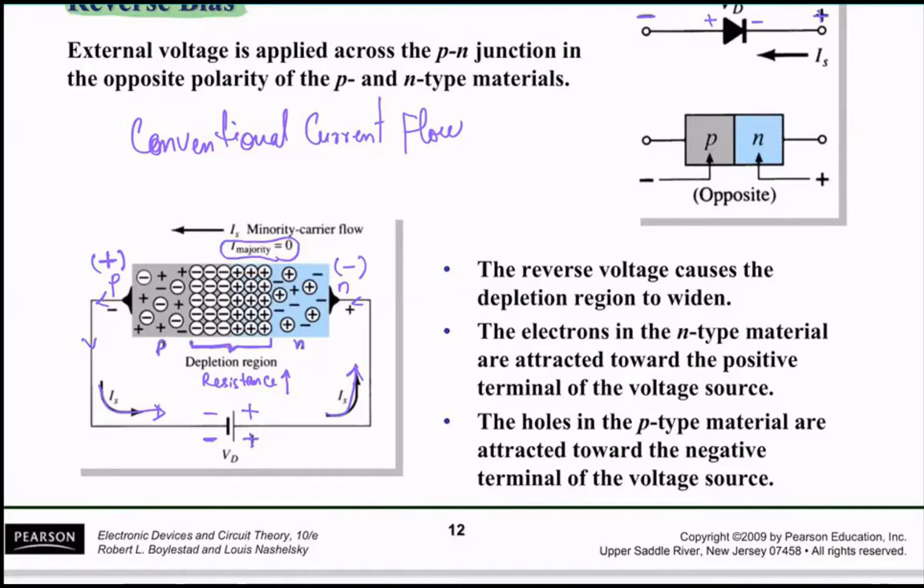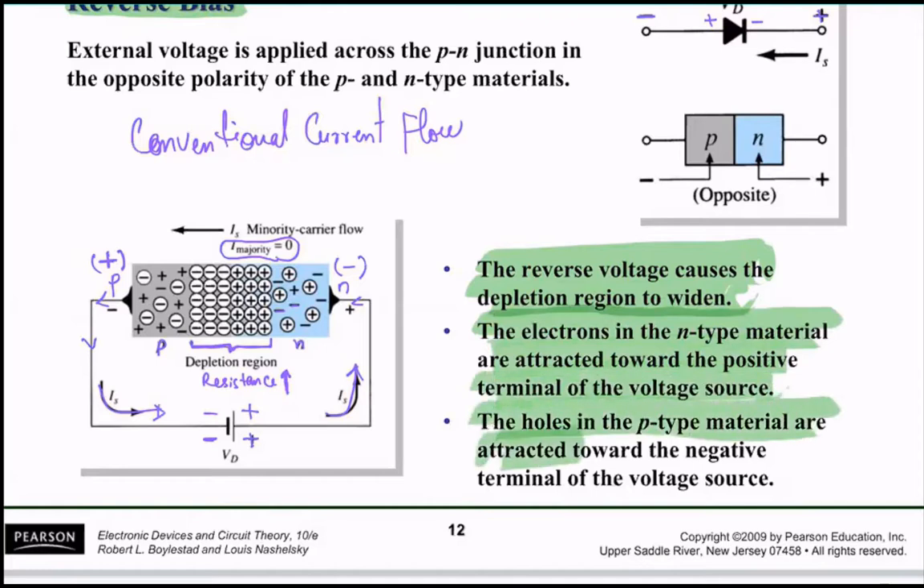Now, ideally you think it's 0, but in reality it's very, very small, like a few microamps. Even though it has high resistance, some majority carriers might still be able to go past this depletion region, so it's going to be a very small number. So the reverse voltage causes the depletion region to widen, which means an increase in resistance. The electrons in the n-type material are attracted toward the positive terminal of the voltage source, and the holes in the p-type material are attracted towards the negative terminal of the voltage source, kind of like what we discussed earlier.